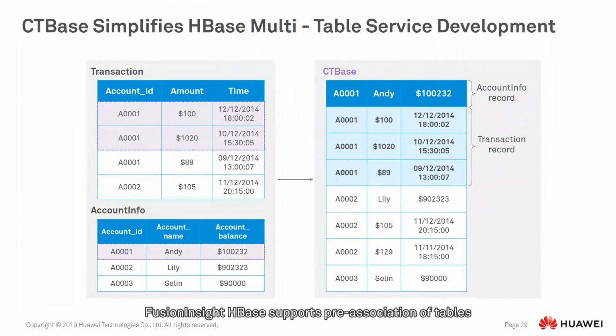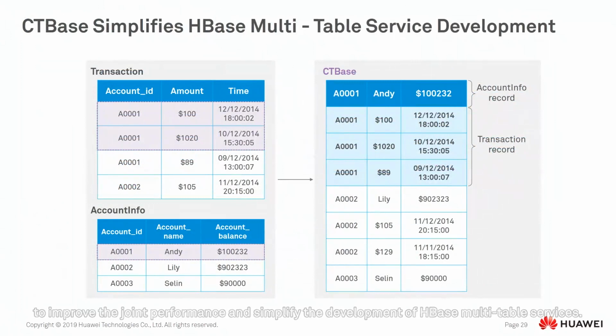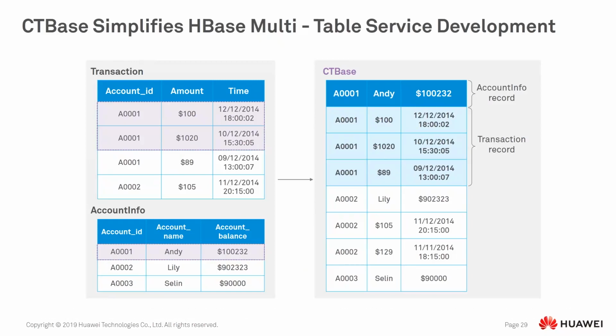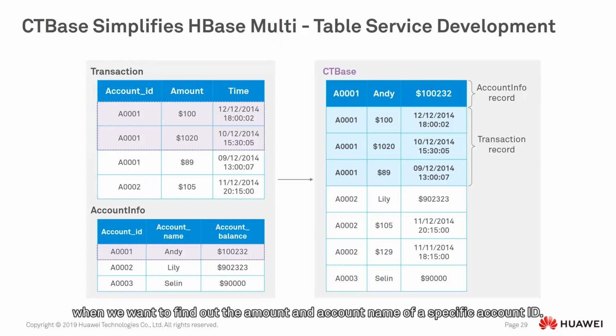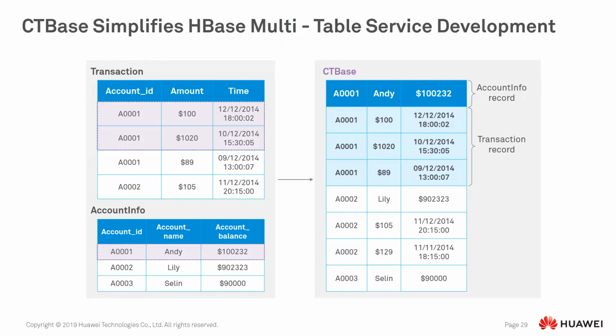FusionInsight HBase supports pre-association of tables to improve the join performance and simplify the development of HBase multi-table services. For example, we have a transaction table and account info table. They have a common column, which is account ID, so we can associate these two tables so that we don't need to scan two tables when we want to find out the amount and account name of a specific account ID. We only need to search one table.